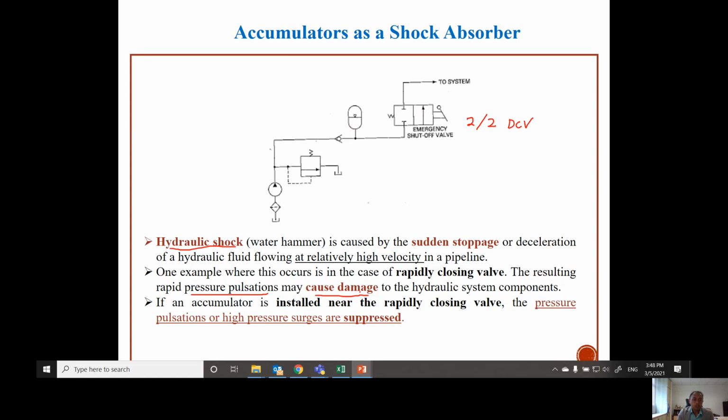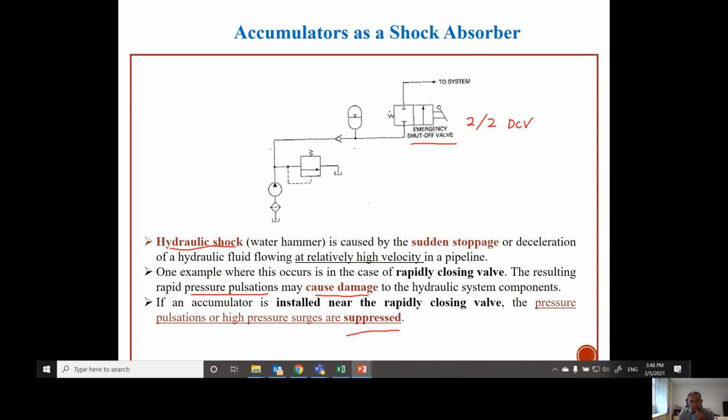So, in order to reduce the effect of this pressure pulsation, what we do is install an accumulator near the shut-off valve. In this case, near the valve that we want to close rapidly, this one. Okay. So by having this, the high pressure coming from rapidly closing the valve can be suppressed by the accumulator.